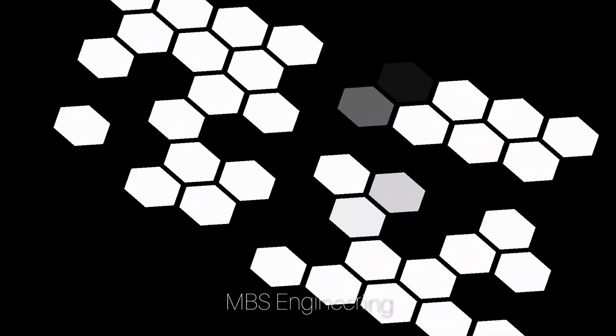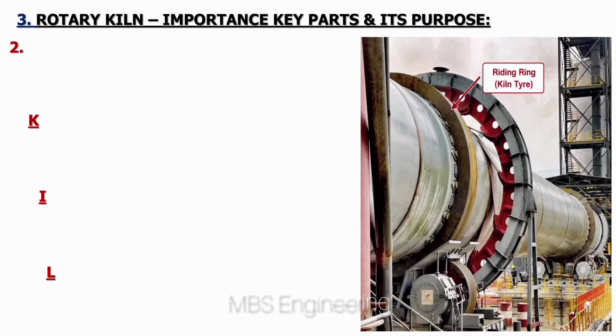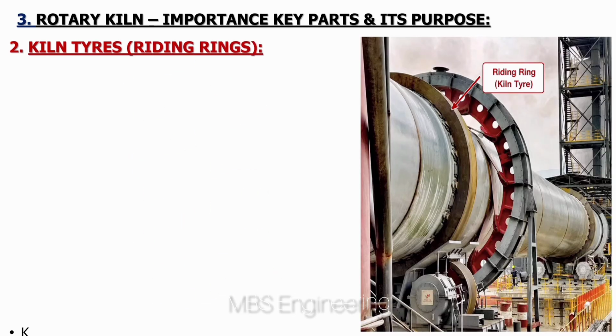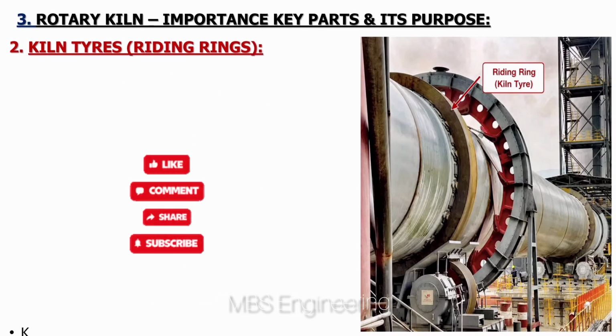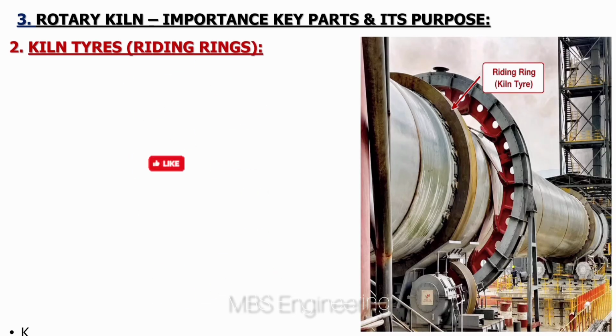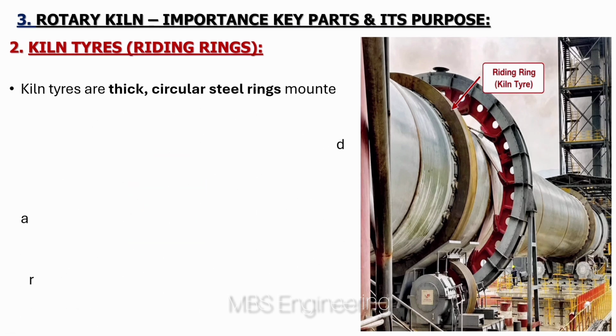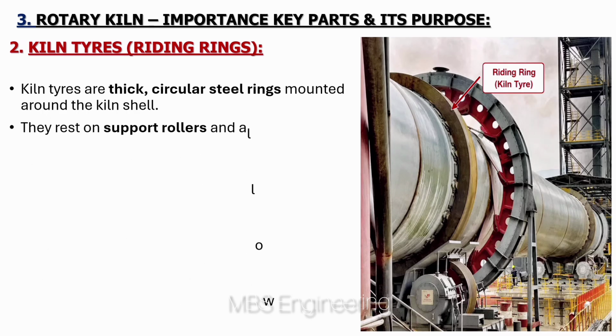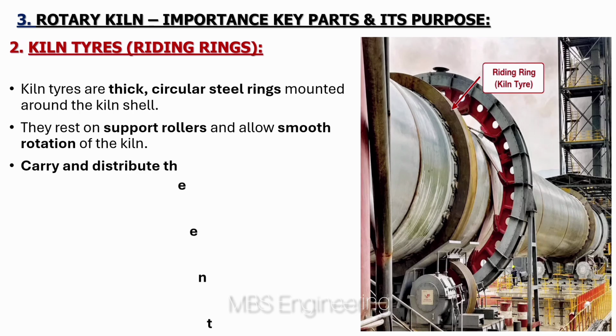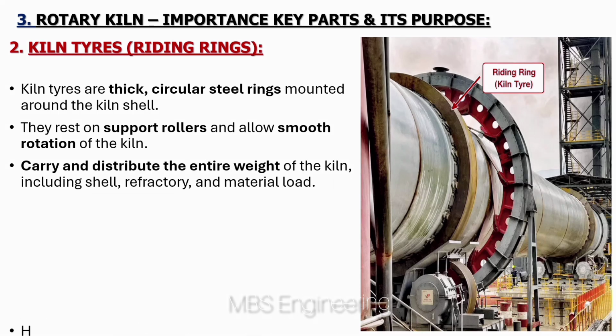The second important key part is the kiln tires, or riding rings. Please refer to the picture showing the kiln tires, or riding rings. Kiln tires are thick, circular steel rings mounted around the kiln shell. They rest on support rollers and allow smooth rotation of the kiln. They carry and distribute the entire weight of the kiln, including shell, refractory, and material load.